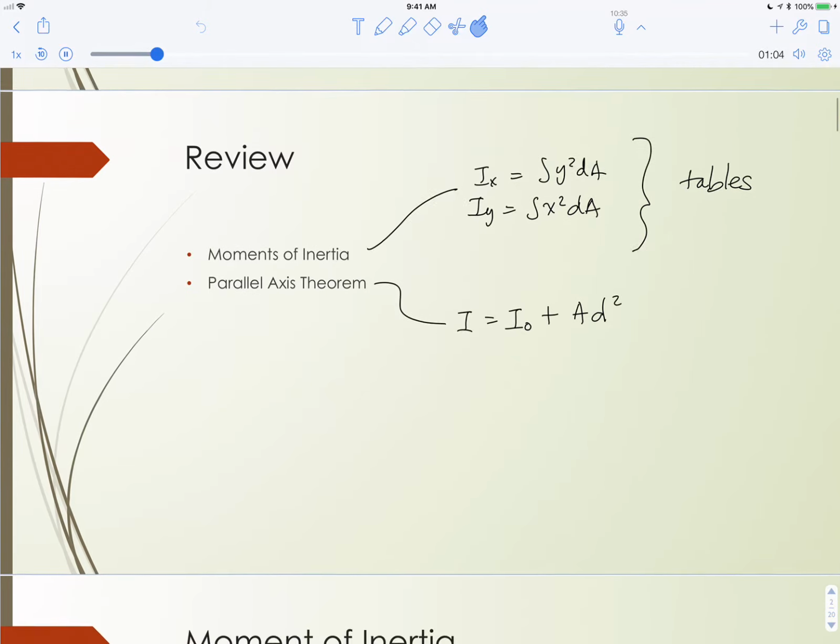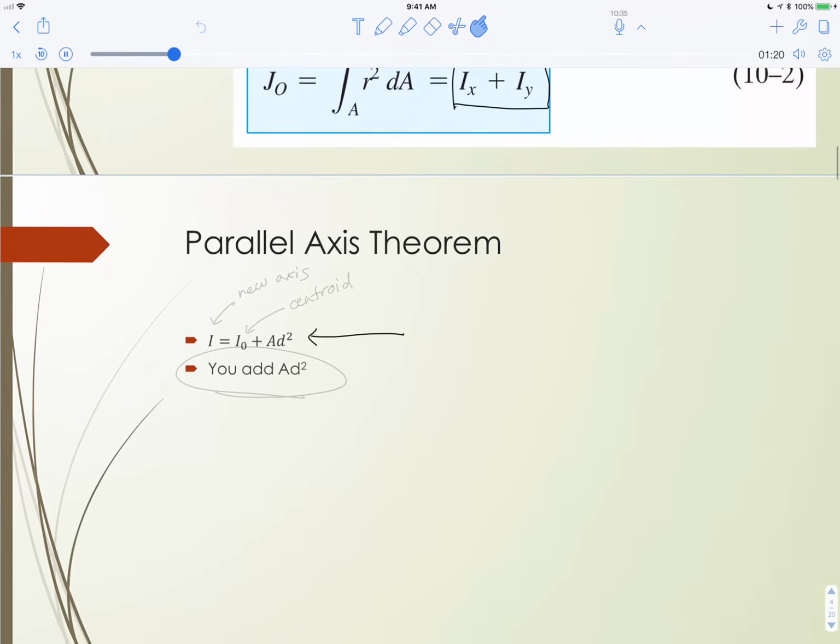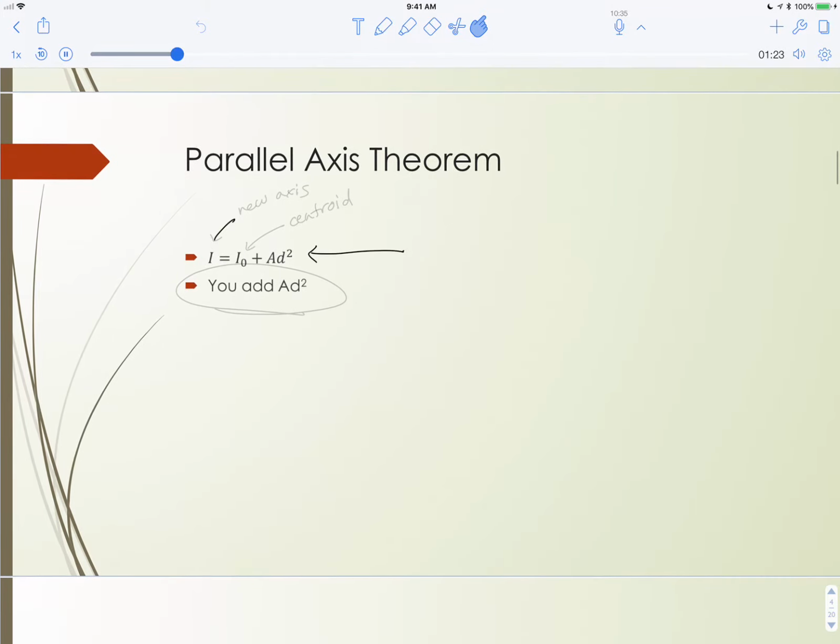So here again you see what I just said, Ix and Iy. I forgot to mention that the polar moment of inertia is integral r squared dA, and because r squared is x squared plus y squared, the polar moment of inertia is just Ix plus Iy. And again, here is the parallel axis theorem to get the moment of inertia about a new axis. You take the moment of inertia about the centroid and you add A d squared.